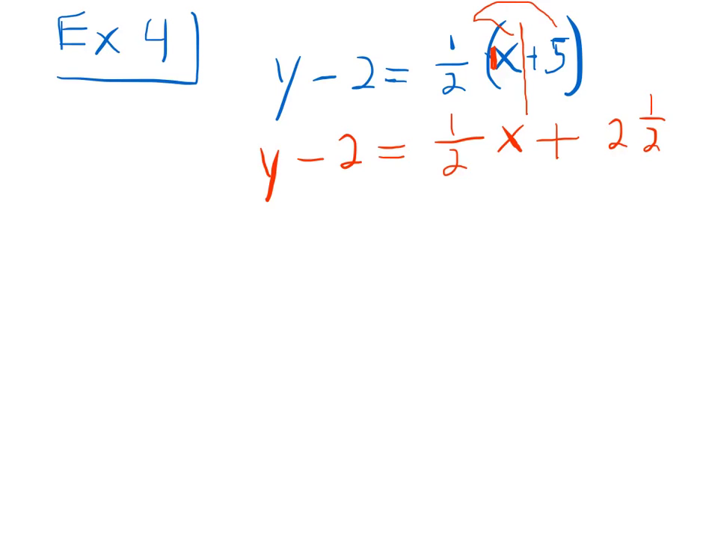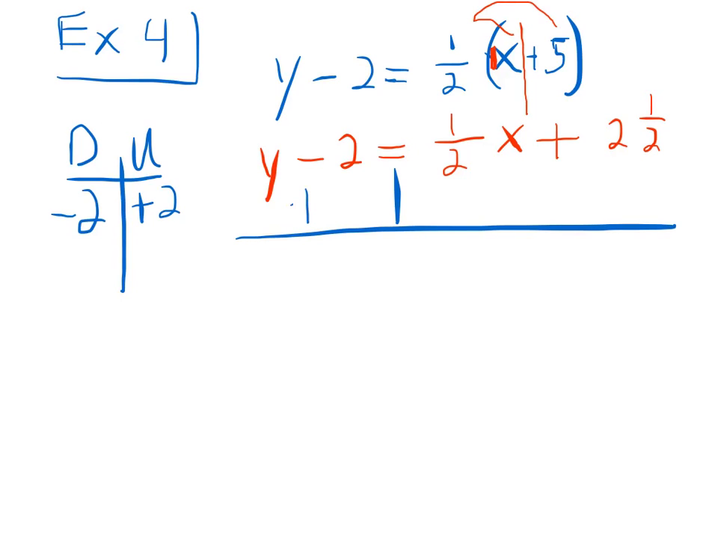Alright, so now I am going to ask myself what's being done to y, and if I look at what's being done to the side of y, I see it's y minus 2. So what's being done? How do I do it? I am subtracting 2. How do I undo subtraction of 2? I need to add 2 to both sides. Okay, so I need to add 2.